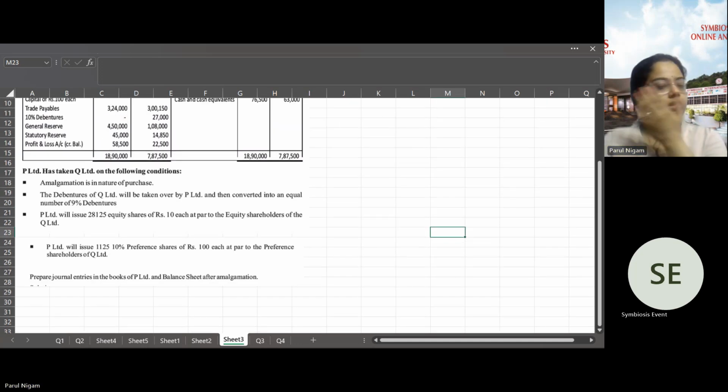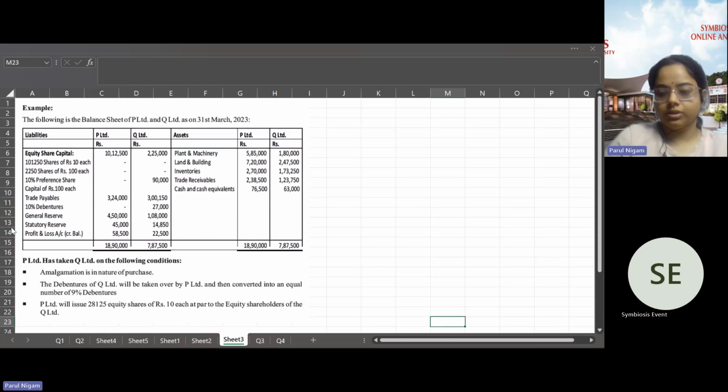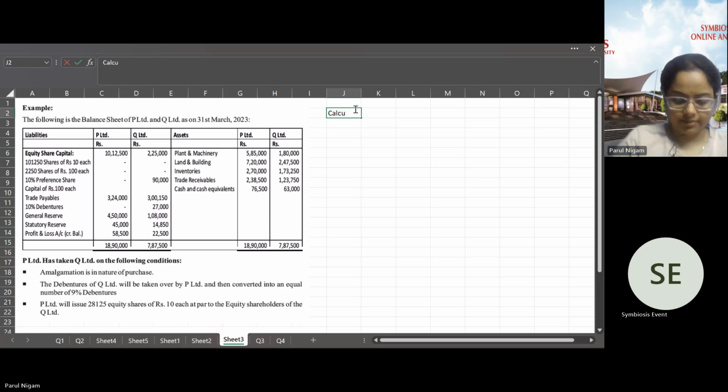Okay, let's quickly start solving the question. First, we are going to start calculating the purchase consideration. So we will write calculation of purchase consideration.